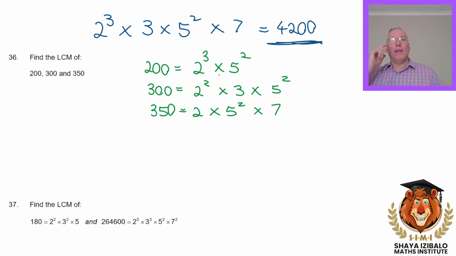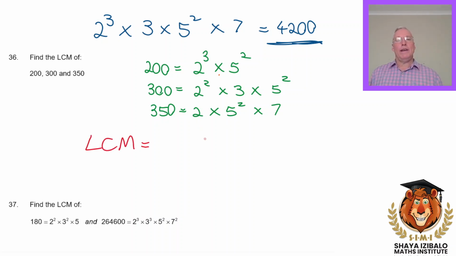So what I've done while the video is paused is I've prime factorized those numbers. 200 and 300 were from the previous page. 350 is just 35 times 10. But remember, 10 is a 2 times a 5, and 35 is a 5 times a 7. So we've got two 5's and a 7. Let's turn our attention now to actually finding the LCM, which is the important part here.